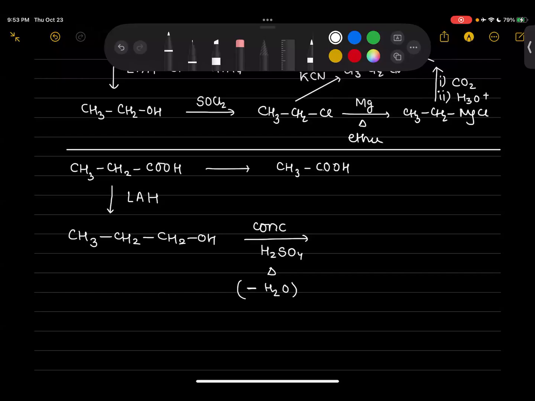Is it clear? Yes, sir. So what are we going to get? We are going to get propene. Is it clear? But how are we going to get the carboxylic acid? You can cut it.